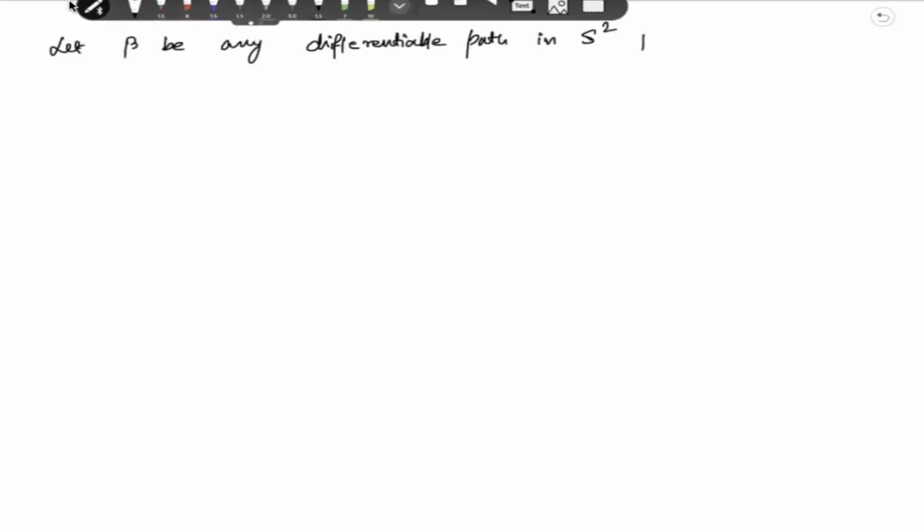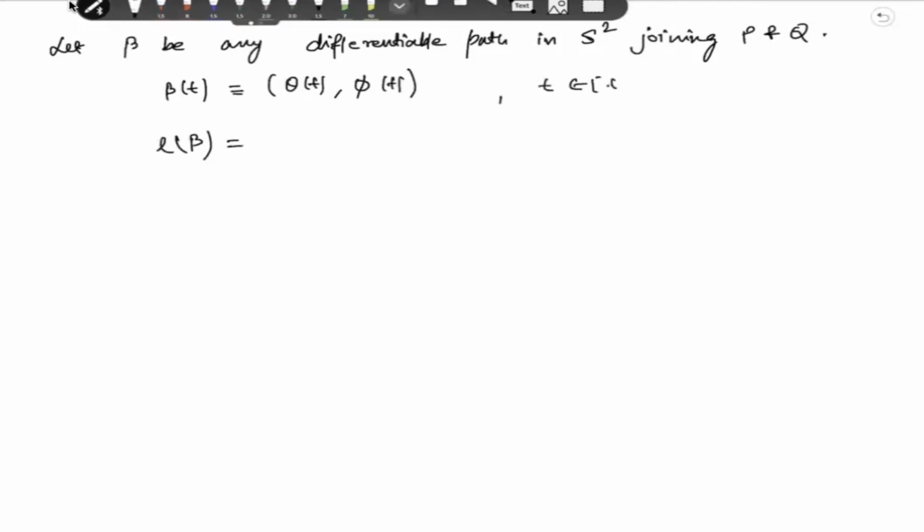In S2, joining P and Q. So in terms of spherical coordinates, beta of t is equal to (theta of t, phi of t), where t is varying in some interval. Suppose t is varying in this interval [t1, t2] such that theta of t1 is equal to theta 1, and theta of t2 is equal to theta 2.